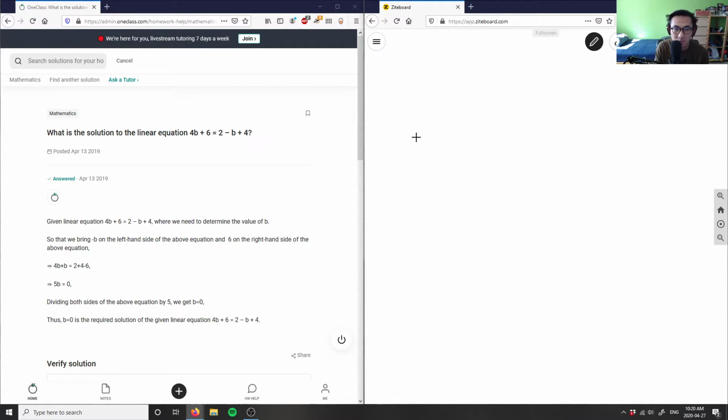Okay, let's see. Solution to linear equation. So let's write this down. This is number 6. What is the solution to the linear equation 4b plus 6 equals 2 minus b plus 4? So 4b plus 6 equals 2 minus b plus 4.